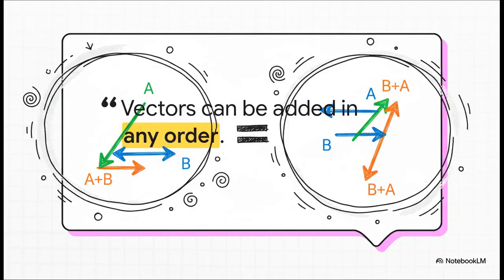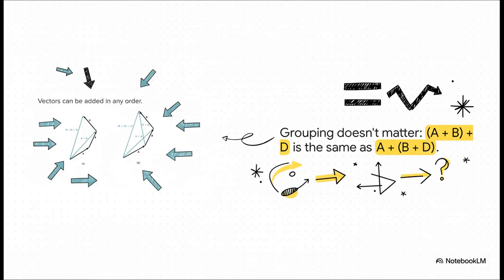And this brings us to a super important takeaway. It's just like how 2 plus 3 is the same as 3 plus 2. With vectors, a plus b is the exact same thing as b plus a. The order you add them in just doesn't matter at all. And we can see that same idea in action right here. It doesn't matter if you group A and B together first and then add D, or if you group B and D first and then add A. You see? You end up at the exact same final point. How you group them makes absolutely no difference.